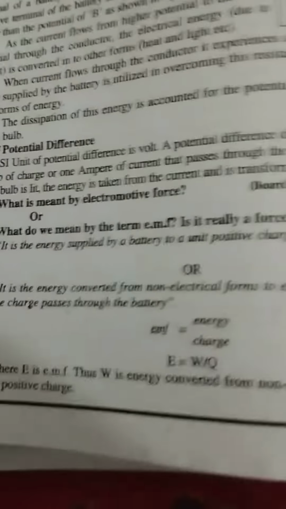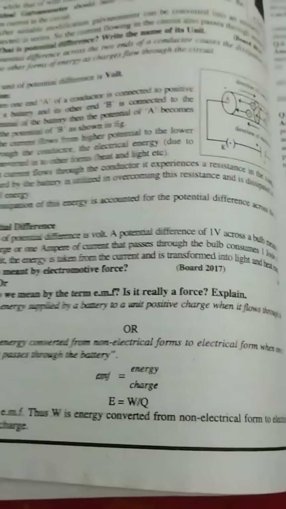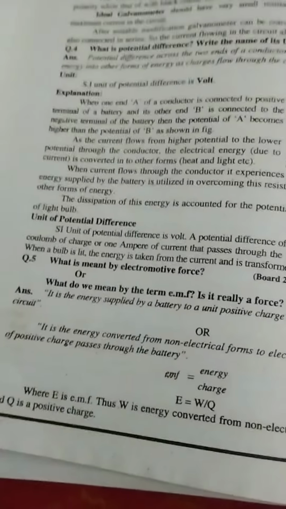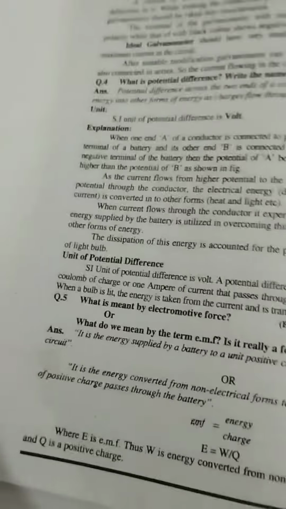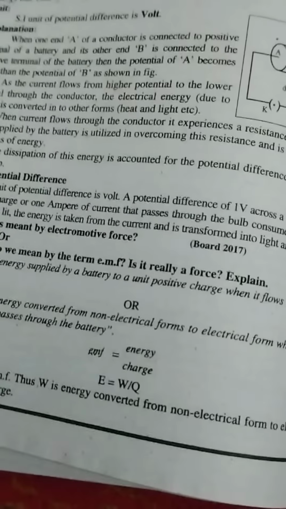Question number 5. What is meant by electromotive force? Okay, it is the energy supplied by a battery to each unit positive charge when it flows through the electric circuit, or it is the energy converted from non-electric forms to electric form when 1 coulomb of positive charge passes through the battery. For example, E = W/Q, where E is the EMF, W is the energy converted from non-electric form to electric form, and Q is the positive charge.